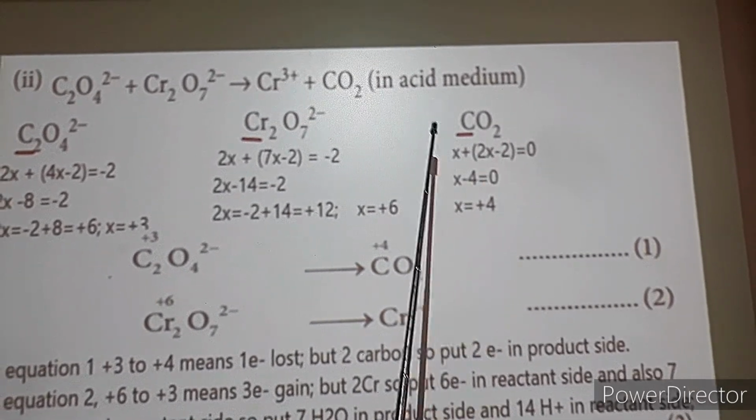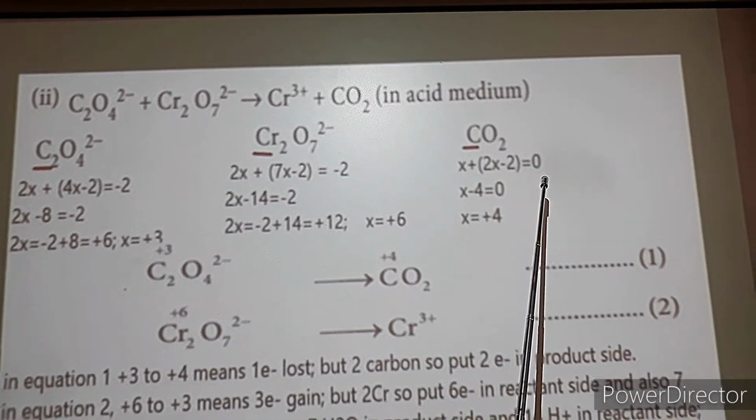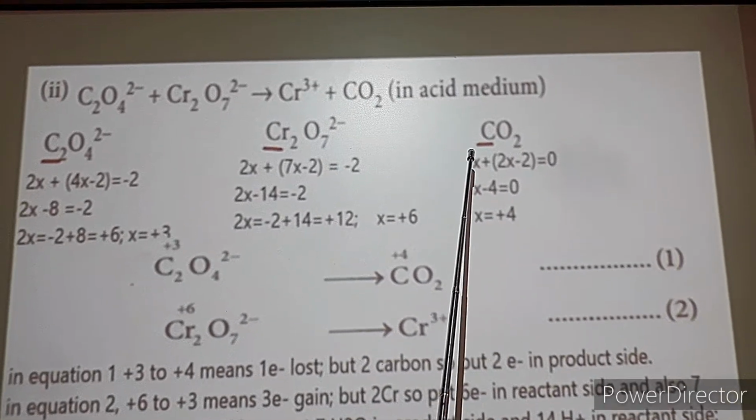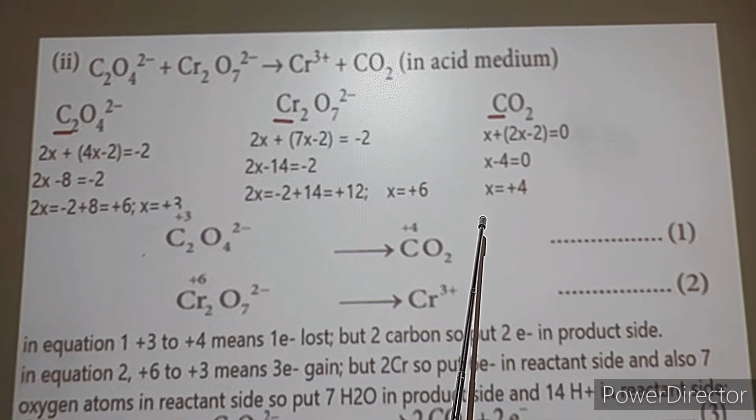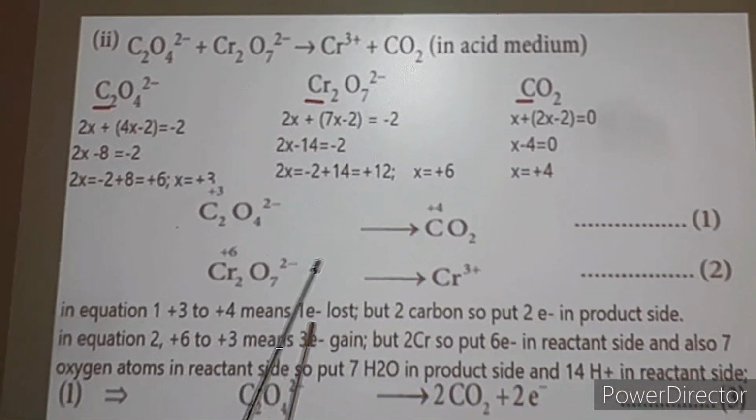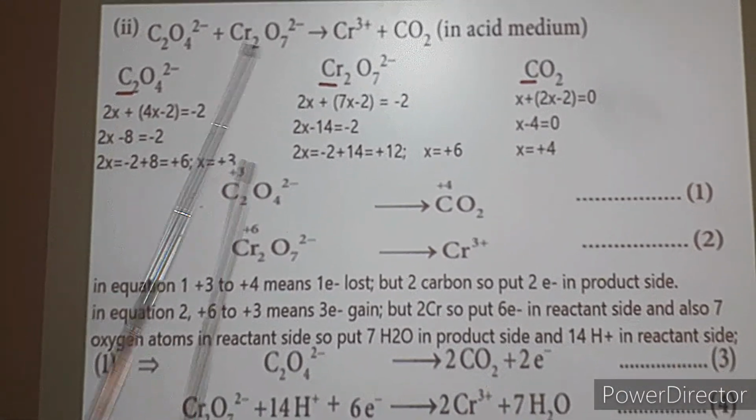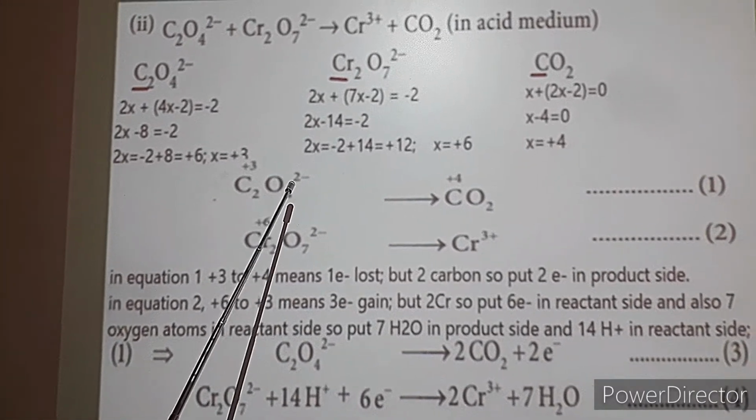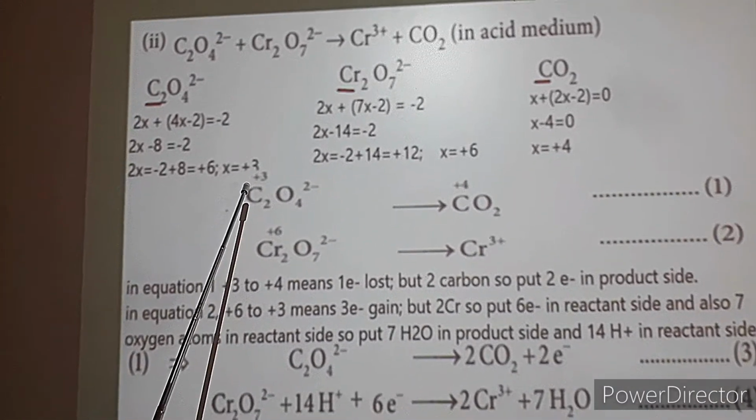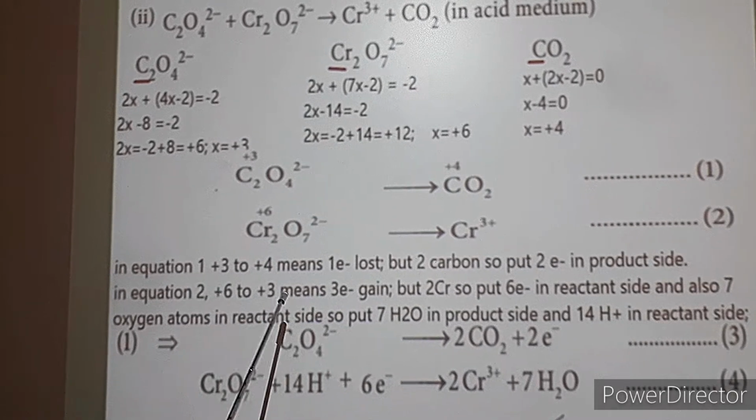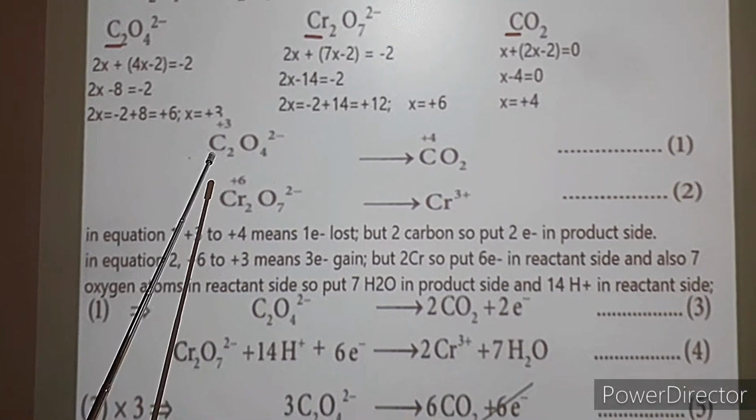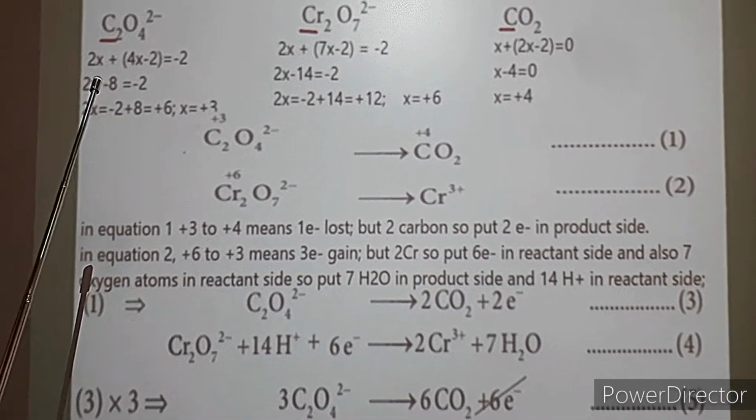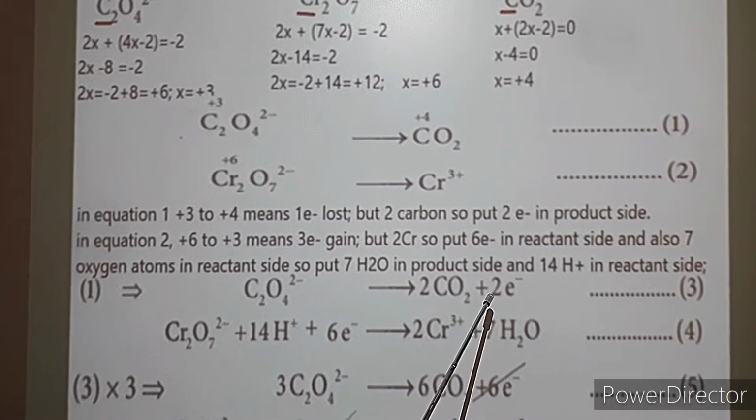Now carbon dioxide is a molecule. Molecule means the oxidation number is 0. So I put the carbon oxidation number x, and 2 into minus 2, we get the x value equal to plus 4. Now once again I am going to write the C2O4 2 minus and carbon dioxide. Here plus 3 to plus 4 means 1 electron lost. So 1 electron lost, but how many carbons are present? 2 carbons are present, so you have to put 2 electrons here.